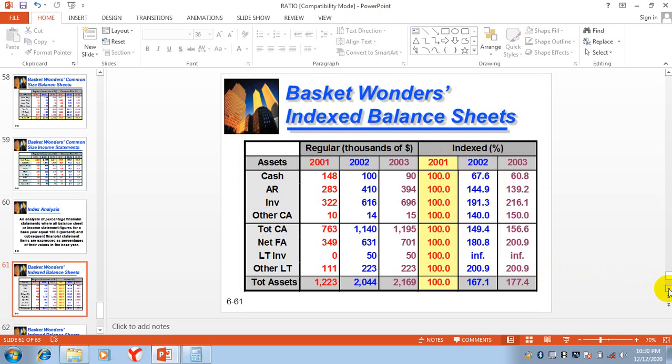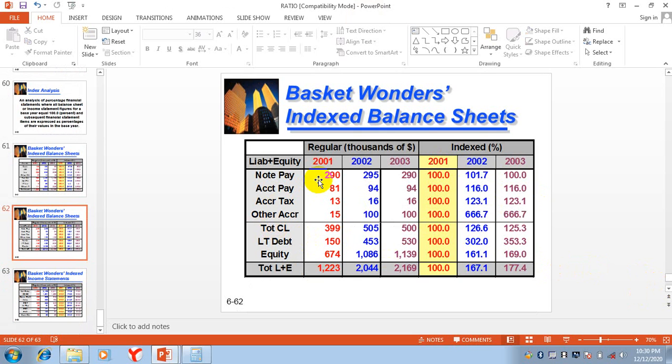Now come to the conversion of the income statement. Same procedure. This is 2001, so this 2001 data will become 100%. Now for subsequent years' data, this is 295, so take this 295 divided by 290.